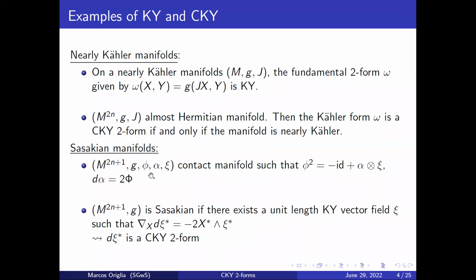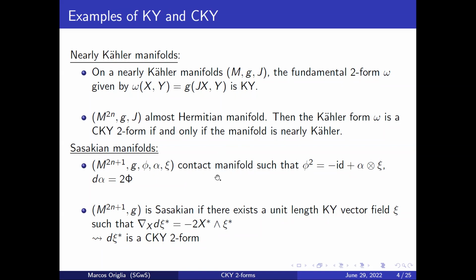So the main examples here are given by Sasakian manifolds. So let me recall briefly the definition. So we have M, dimension 2n plus 1, the metric, some endomorphism phi, alpha is a one form, and this is a special vector, the Reeb vector. So this is a contact manifold with this integrability property.